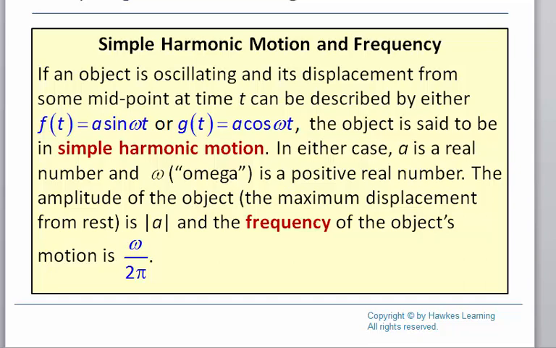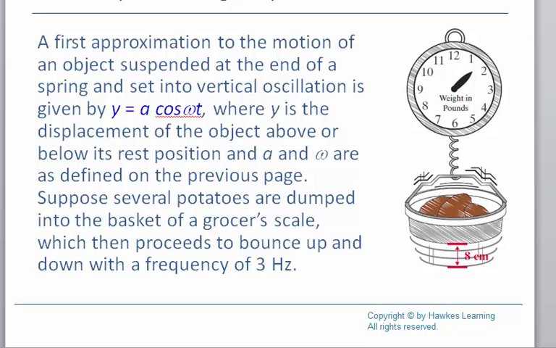Now, this example is one that is difficult to look at in terms of the definition that they've given us. It's difficult to understand. So we're going to take our example and then flip back and forth between the example and this definition and try to explain what is going on. So our example is where we are going to put some potatoes into a basket on the grocer scale. And when we do that, the basket is going to bounce up and down.